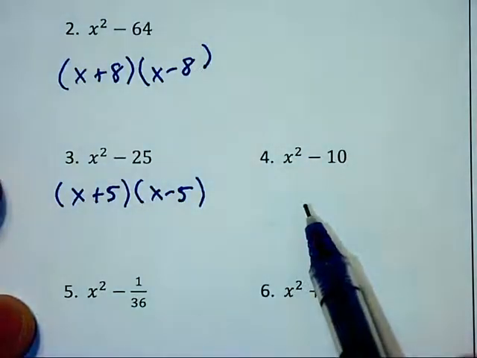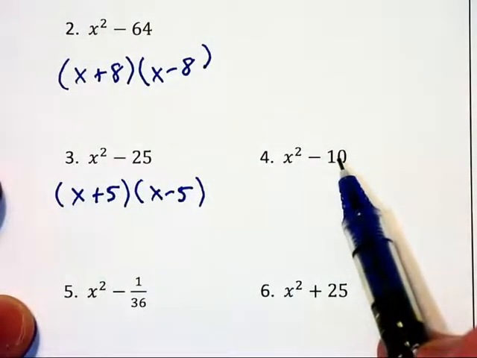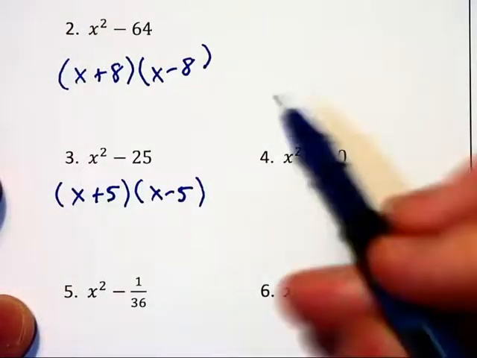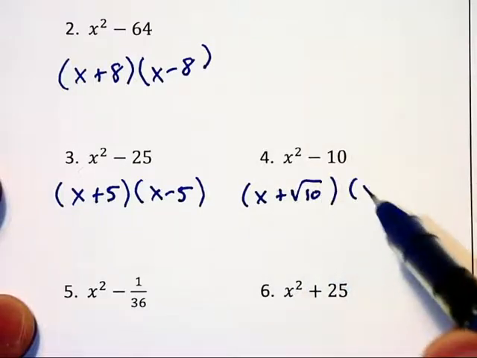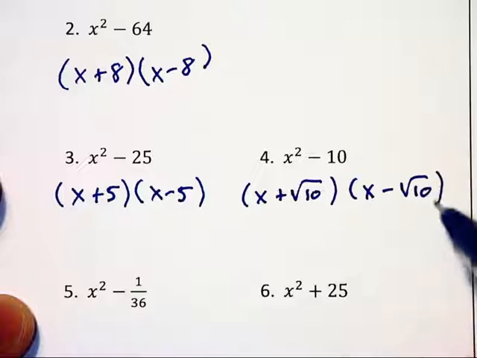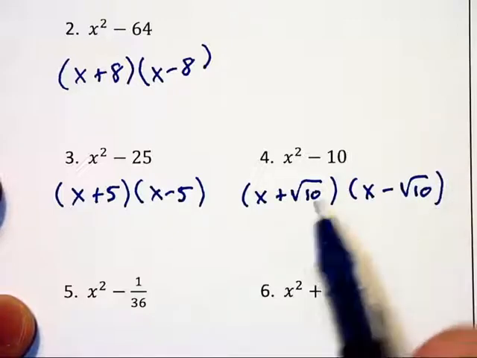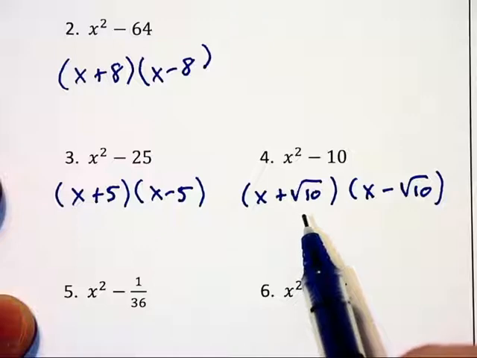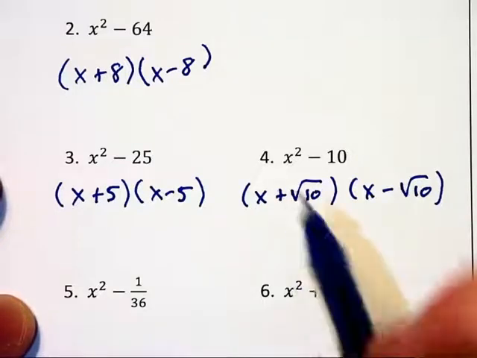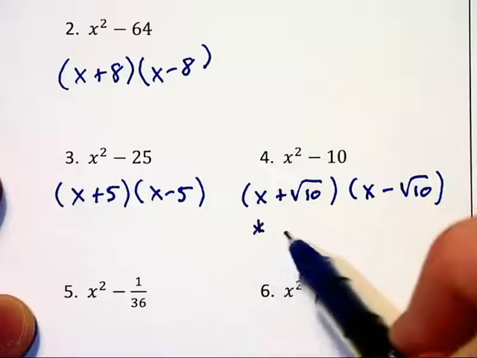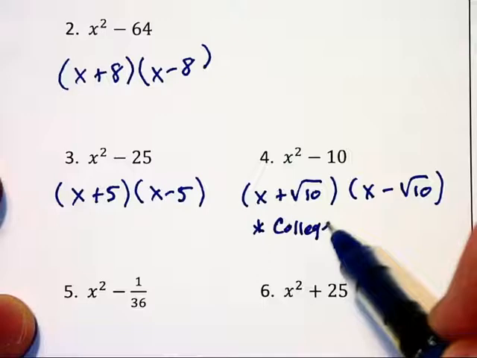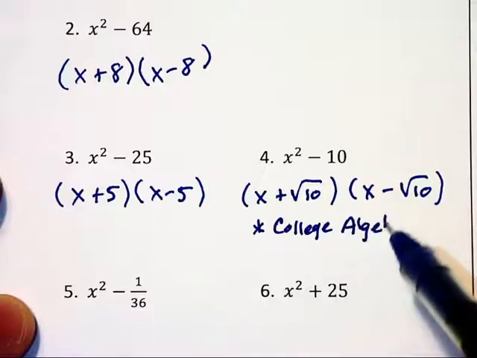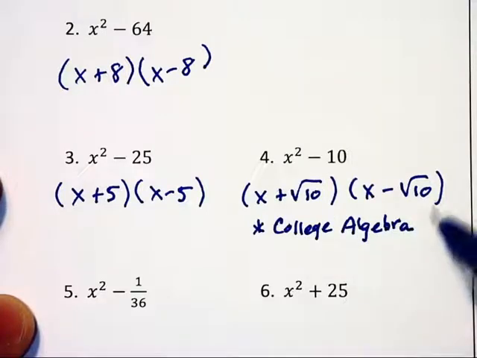Now, when you get to a problem like number 4, you go, uh-oh, this is not a perfect square. You could force this by going x plus the square root of 10 and x minus the square root of 10, but it depends upon the directions. Usually you're factoring over the integers, and we would just leave this as prime. But I'm just going to make a note here. This will be the way we're going to factor this in college algebra. But for this class, it depends upon your teacher and your system, whether you're going to be using square roots when you do your factoring.